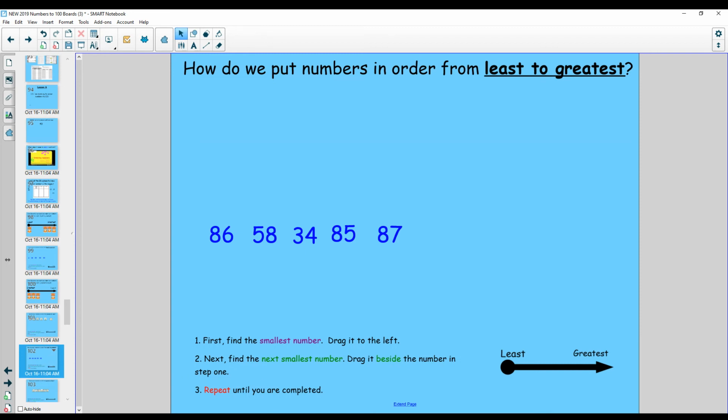So now we're going to do least to greatest again, small to big. So let's find the smallest number. Remember, we look at the tens place. Oh, looks like 34 is the smallest. Then what?